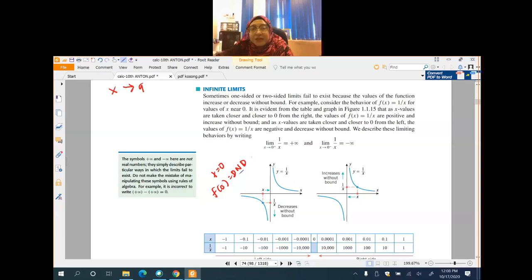As x approaches 0 from the right, the function y is increasing without bound. And as x approaches 0 from the left, the function y is decreasing without bound as well. Mathematically, we can write it as the limit of 1 over x as x tends to 0 from the right, 0 positive, is equal to plus infinity. This is increasing without bound, plus infinity.